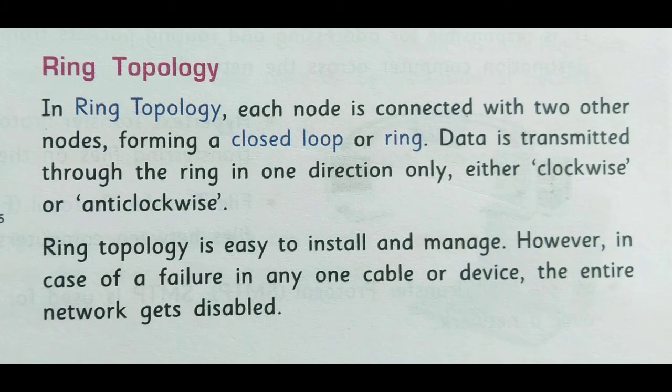In ring topology, each node is connected with two other nodes, forming a closed loop or ring. Data is transmitted through the ring in one direction only, either clockwise or anticlockwise. Ring topology is easy to install and manage. However, in case of a failure or fault in any one cable or device, the entire network gets disabled.